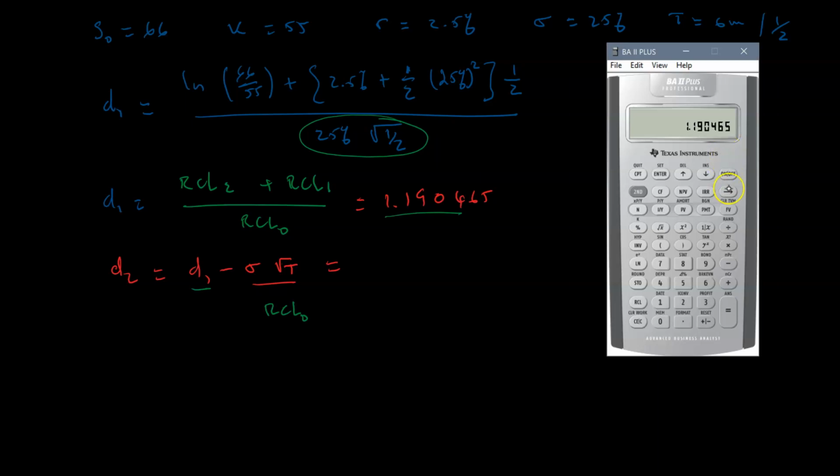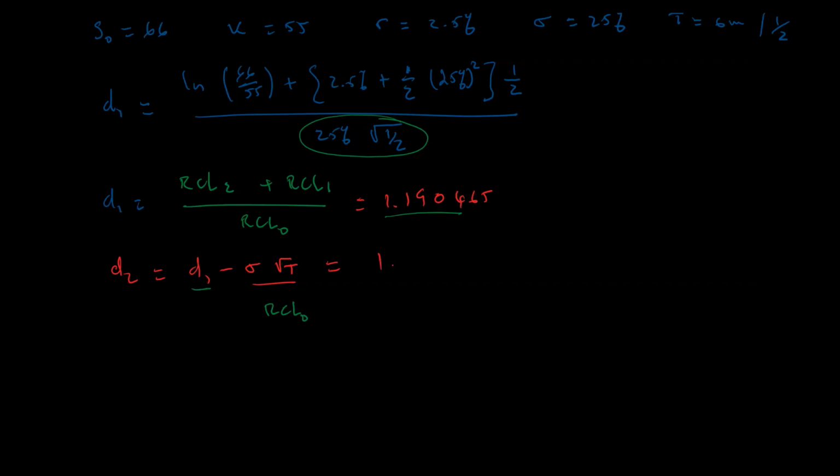I still have D1 here, 1.190465, and I'm going to do minus recall 0 equal, so my D2 would be 1.013689. So that'll be 1.013689, and that would be my D2.